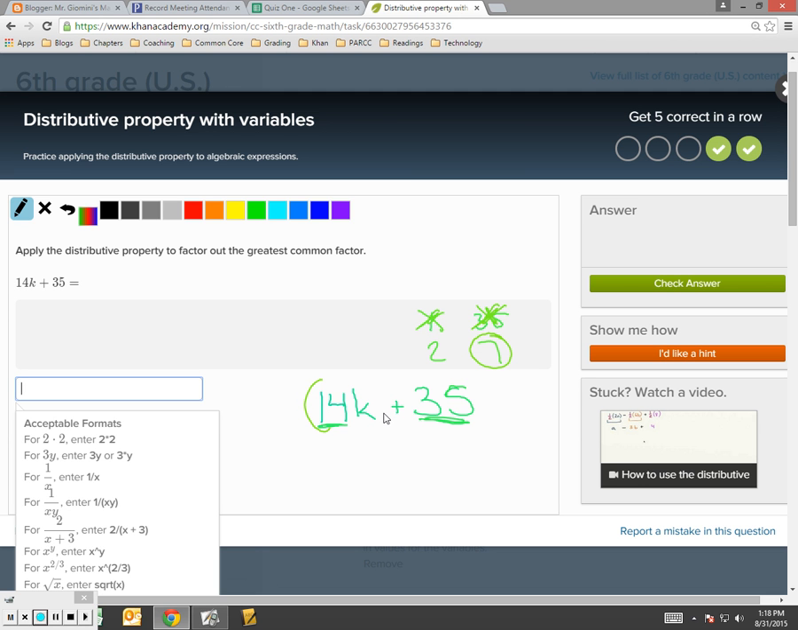So watch what I'm going to do. I'm actually going to pull out a 7 from both of these. So if I divide both of these terms by 7, I am left here with 2k. 2 times k plus 35 divided by 7 is 5. All I've done is divide both terms by 7. And now when I factor it out, it looks like this. 7, open parentheses, 2k plus 5. The reason why I'm putting that 7 on the outside, I still want to show how I am able to get back to 14 times k plus 35.